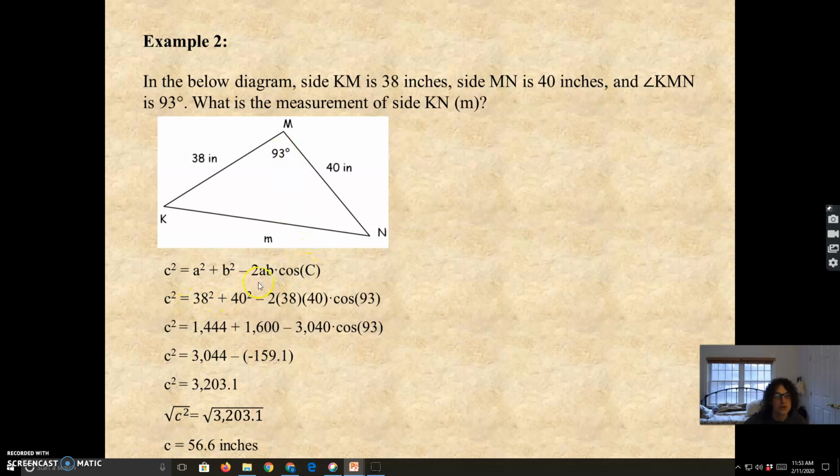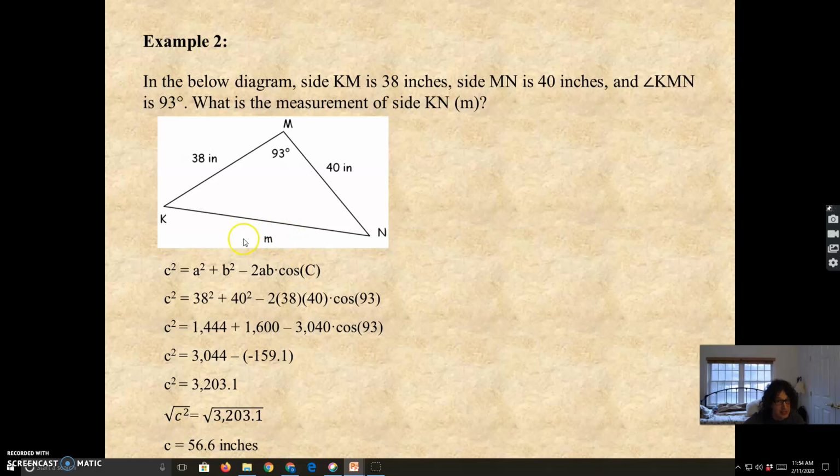What we're trying to figure out is the side that corresponds to that angle, so it's lowercase c. c squared is equal to, now a and b, you just have to be consistent. So this is our a throughout, and this is our b throughout. There is our a, there's our a, there's our b, there's our b. We plug it into the equation, and we get c squared is equal to 3,203.1. Square root, we get this. Lowercase c is 56.6 inches.